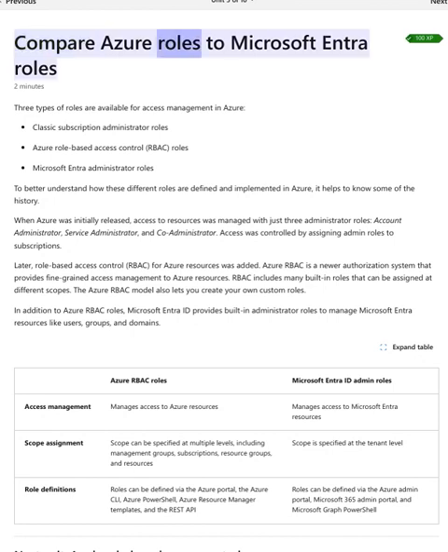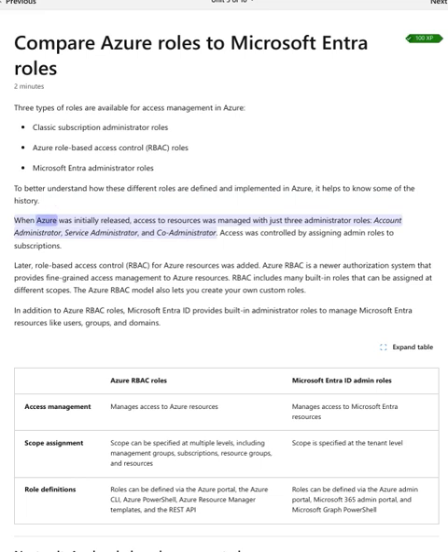Compare Azure roles to Microsoft Entra roles. 3 types of roles are available for access management in Azure. Classic Subscription Administrator roles. Azure Role-Based Access Control, RBAC, roles. Microsoft Entra Administrator roles. To better understand how these different roles are defined and implemented in Azure, it helps to know some of the history.